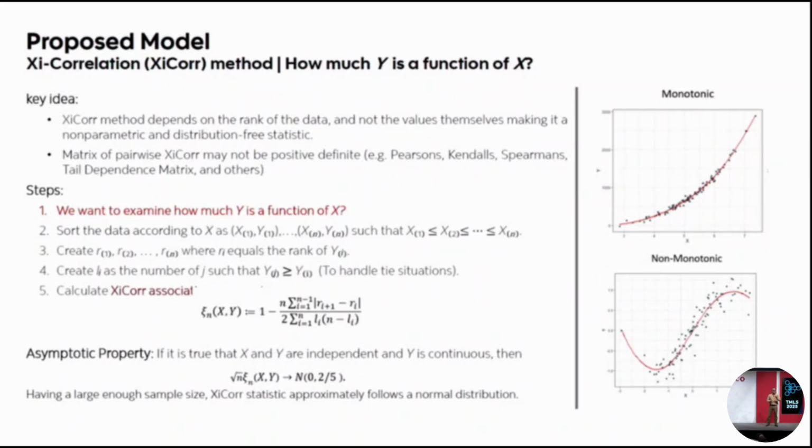So chi-correlation is a directional correlation. Y could be a function of X, but not always vice versa. We use this definition to measure the causality between two variables. One of the advantages of the chi-correlation is, first, capturing non-monotonic relationships as well as monotonic. And the second one is the asymptotic property: with a large enough sample size, the chi-correlation statistic approximately follows a normal distribution. That's one of the goodnesses of the chi-correlation.